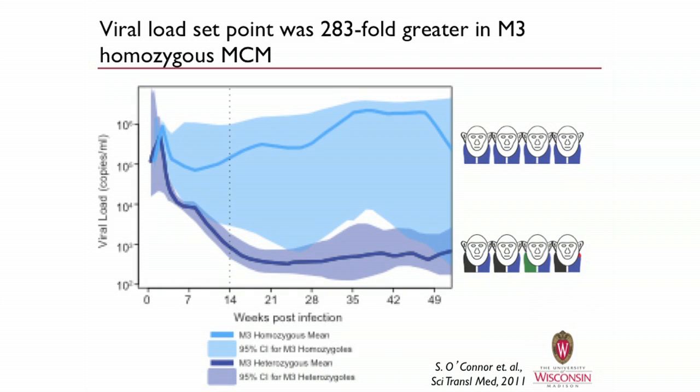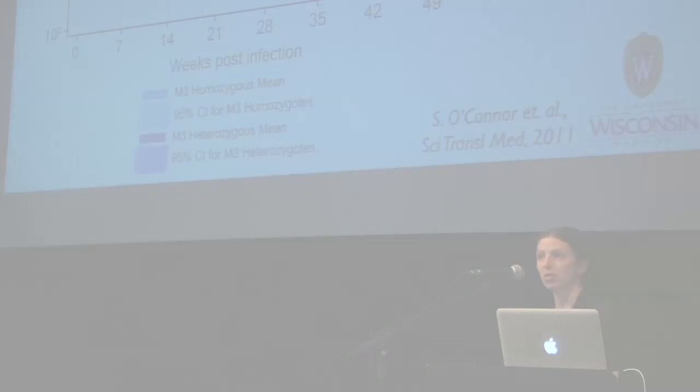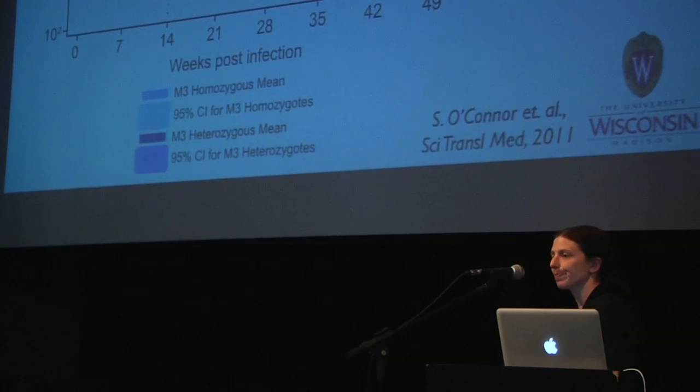And if you notice, our cohort was enriched for animals who were homozygous and heterozygous for the M3 haplotype. The light blue line is the mean viral load for the M3 homozygous group, and the dark blue line is the mean viral load for the heterozygous group. You can see that this difference was nearly 300-fold when we looked at just M3 containing animals.